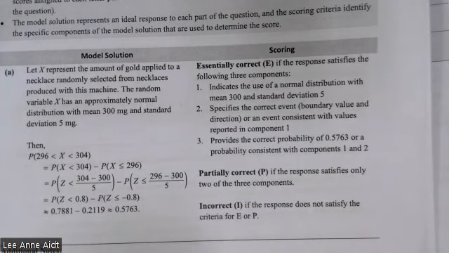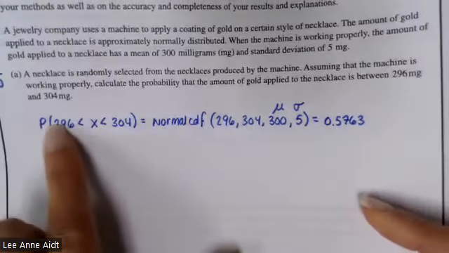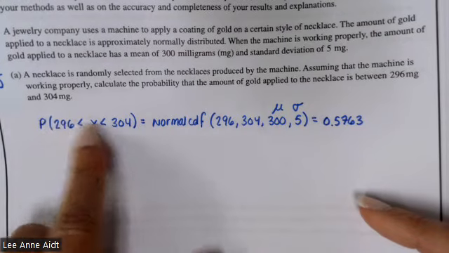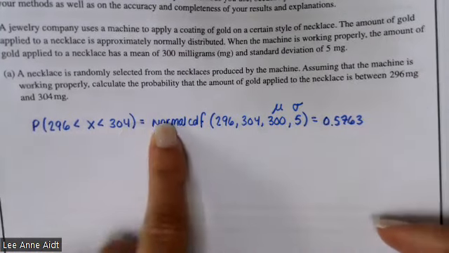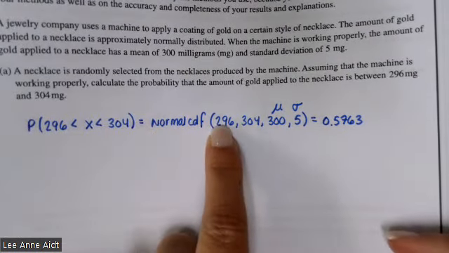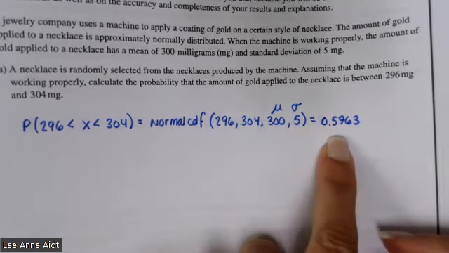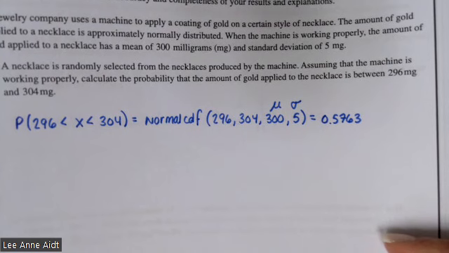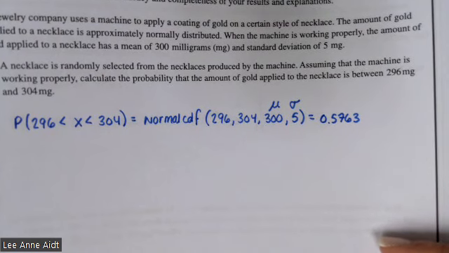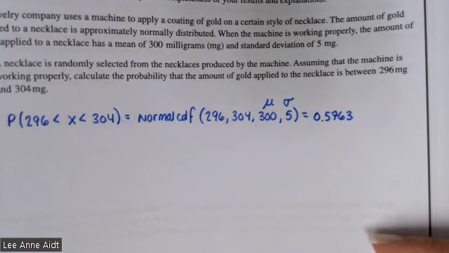This is how I did it on my paper. I did between 296 and 304, normal CDF, 296, 304, mean, standard deviation of 5, 0.5763. I'm on 6A.